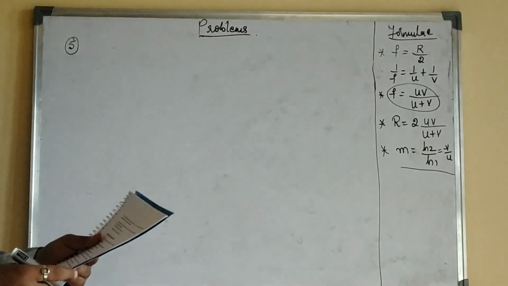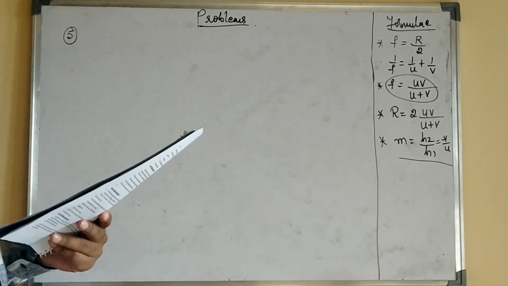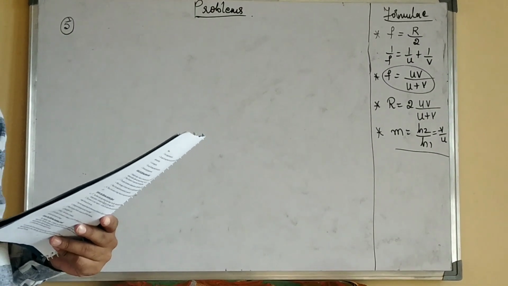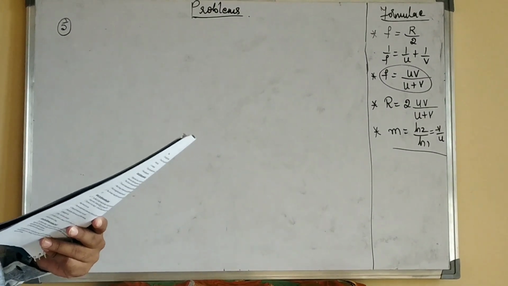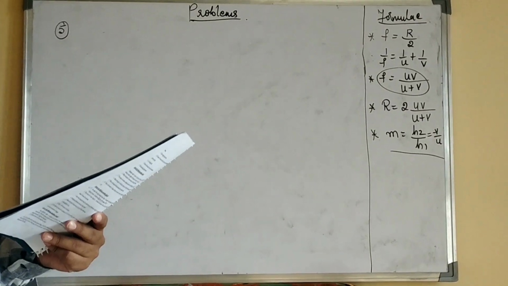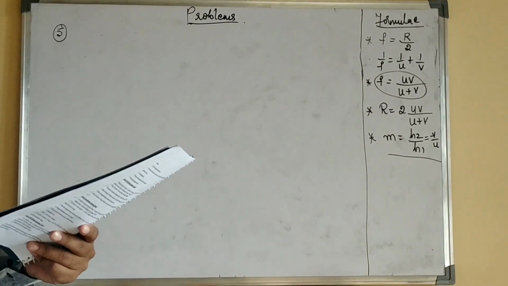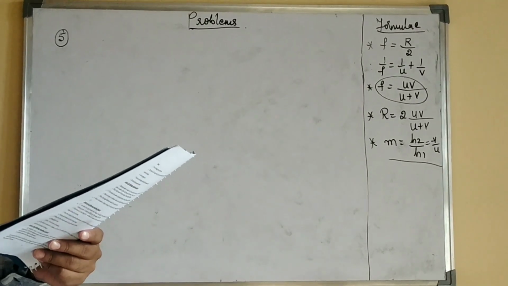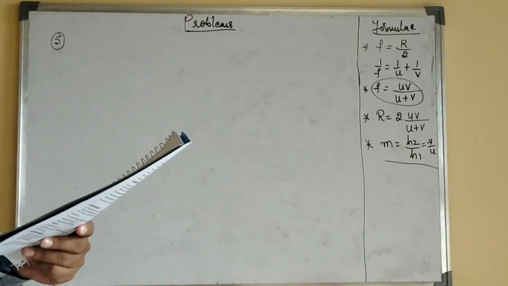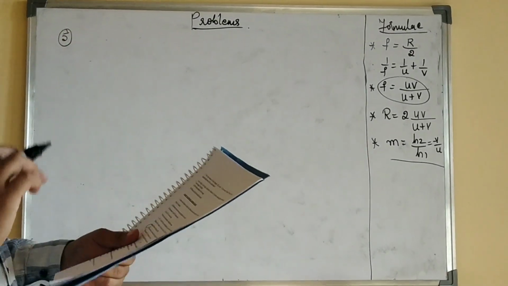So now students, moving to the fifth problem. Just carefully listen. An object 2 centimeter high is placed at a distance of 16 centimeter from a concave mirror which produces a real image 3 centimeter high. First one, find the position of the image. Second one, what is the focal length of the mirror? Now carefully listen. An object 2 centimeter high and it is a concave mirror.